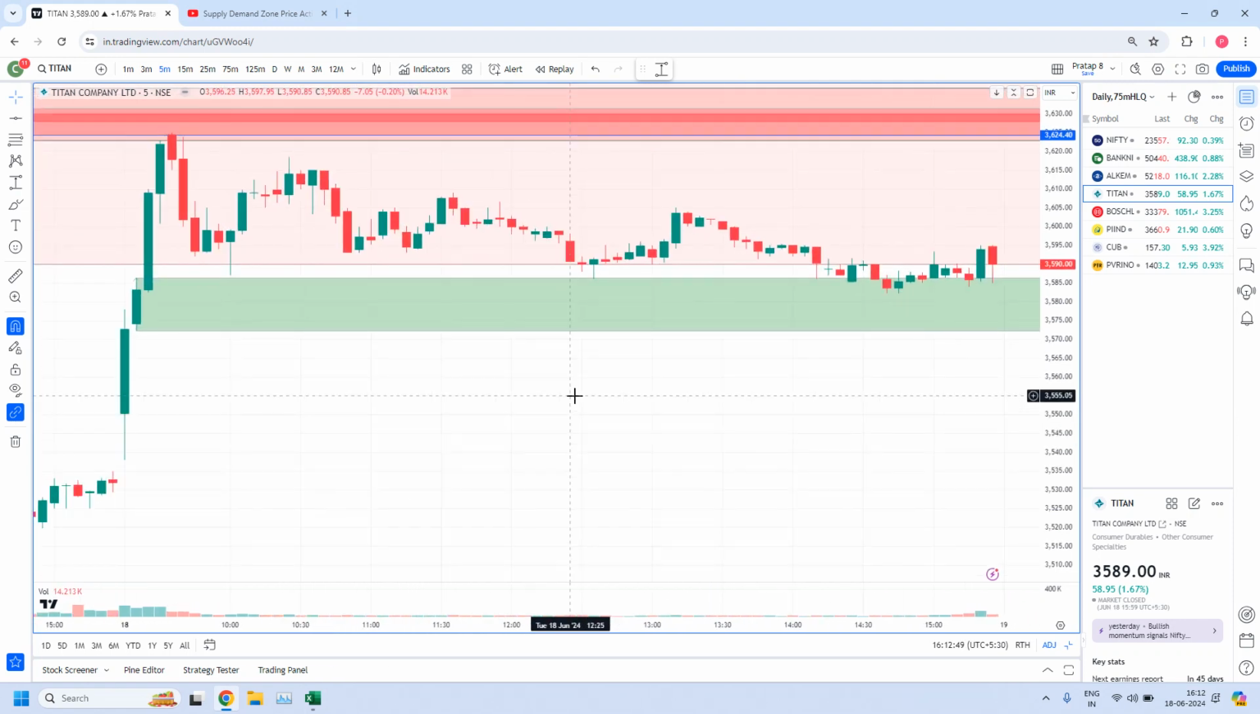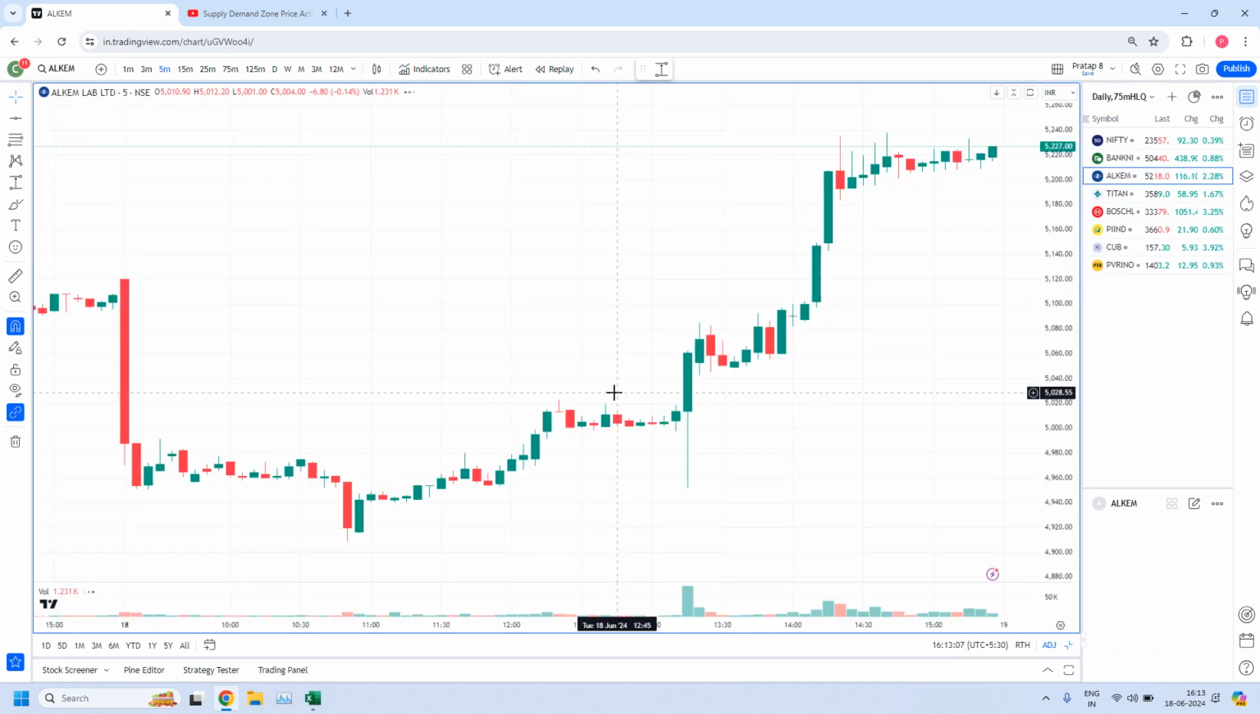But there are a few other high liquidity zones. How we fine-tuned is very interesting. Some of the recently learned concepts, the new strategy you learned, based on that we have identified one of the stocks that we will discuss. The first one is Alchem.